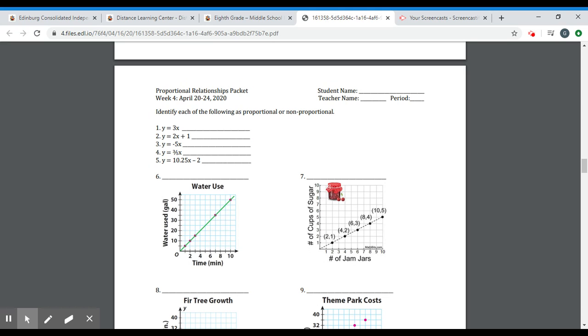Okay. This is not to fail you. This is not to punish you or anything like that. This is because we need to make sure and guarantee that you understand all of this information so that you are prepared for Algebra 1. Keep up the good work, guys. Thank you.